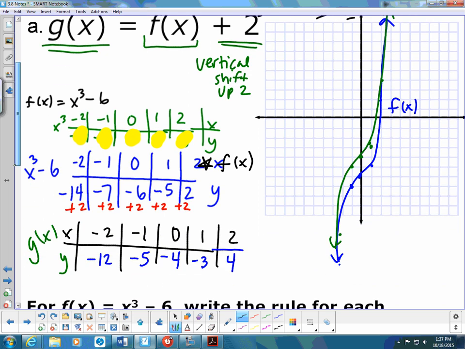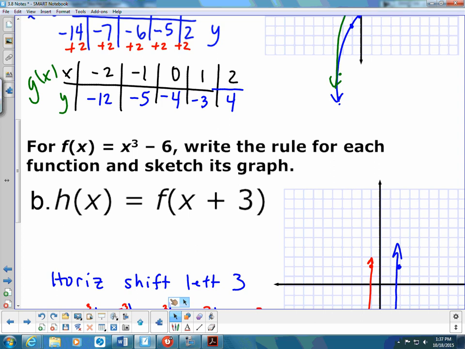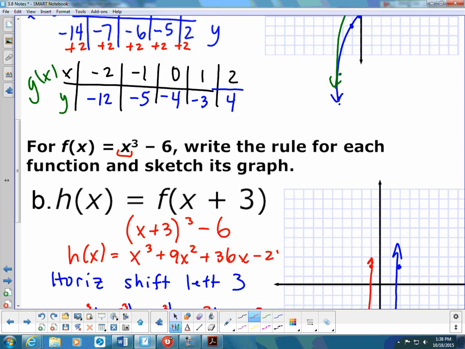And in example B, if we wanted to know what that rule would look like, well, if we were going to find h of x by doing f of the quantity x plus 3, anytime we see an x, we would plug in the quantity x plus 3. So this would have become x plus 3 quantity cubed minus 6. Now, we've talked about different ways to multiply those out. So you can multiply that out on your own and check, but if you multiply it out, combine like terms, and then remember to subtract the 6, this would become x to the third plus 9x squared plus 36x minus 21.